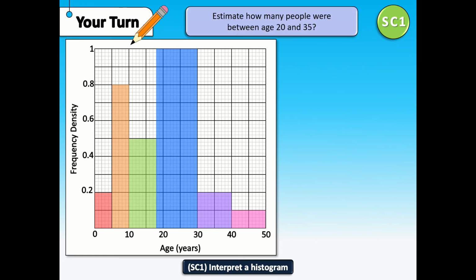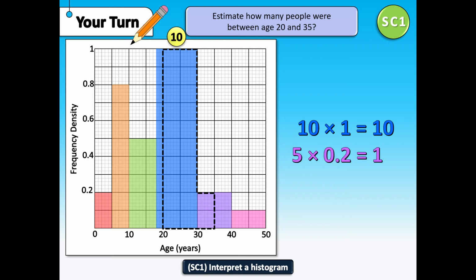Next, we were asked to estimate how many people were between 20 and 35. So that's that area of the histogram. So the area of the blue section is 10, and the area of the purple section is 1. So that's 11 people were aged between 20 and 35.